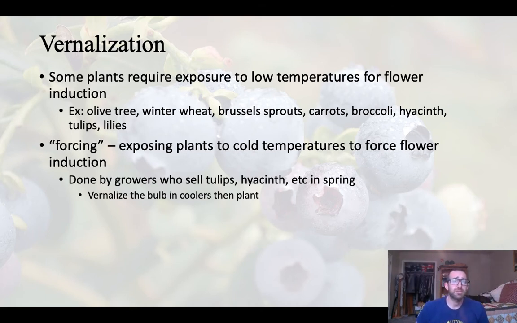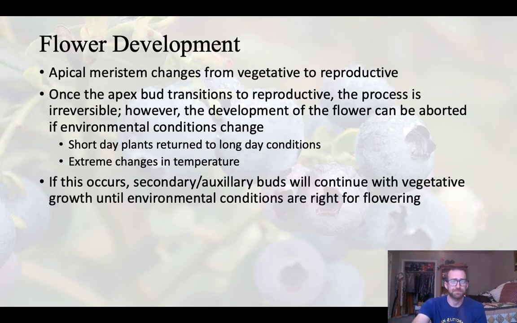So different examples of plants that require vernalization: olives, winter wheat, Brussels sprouts, carrots, broccoli, hyacinth, tulips, and lilies all require this exposure to low temperatures before they will flower. Now, as propagators, you can do something called forcing, where you artificially expose your plants to cold temperatures to force this flower induction. Typically, growers who may sell tulips or hyacinths in the spring will vernalize their bulbs in coolers to then trigger flowering at the proper time when they want to sell them.